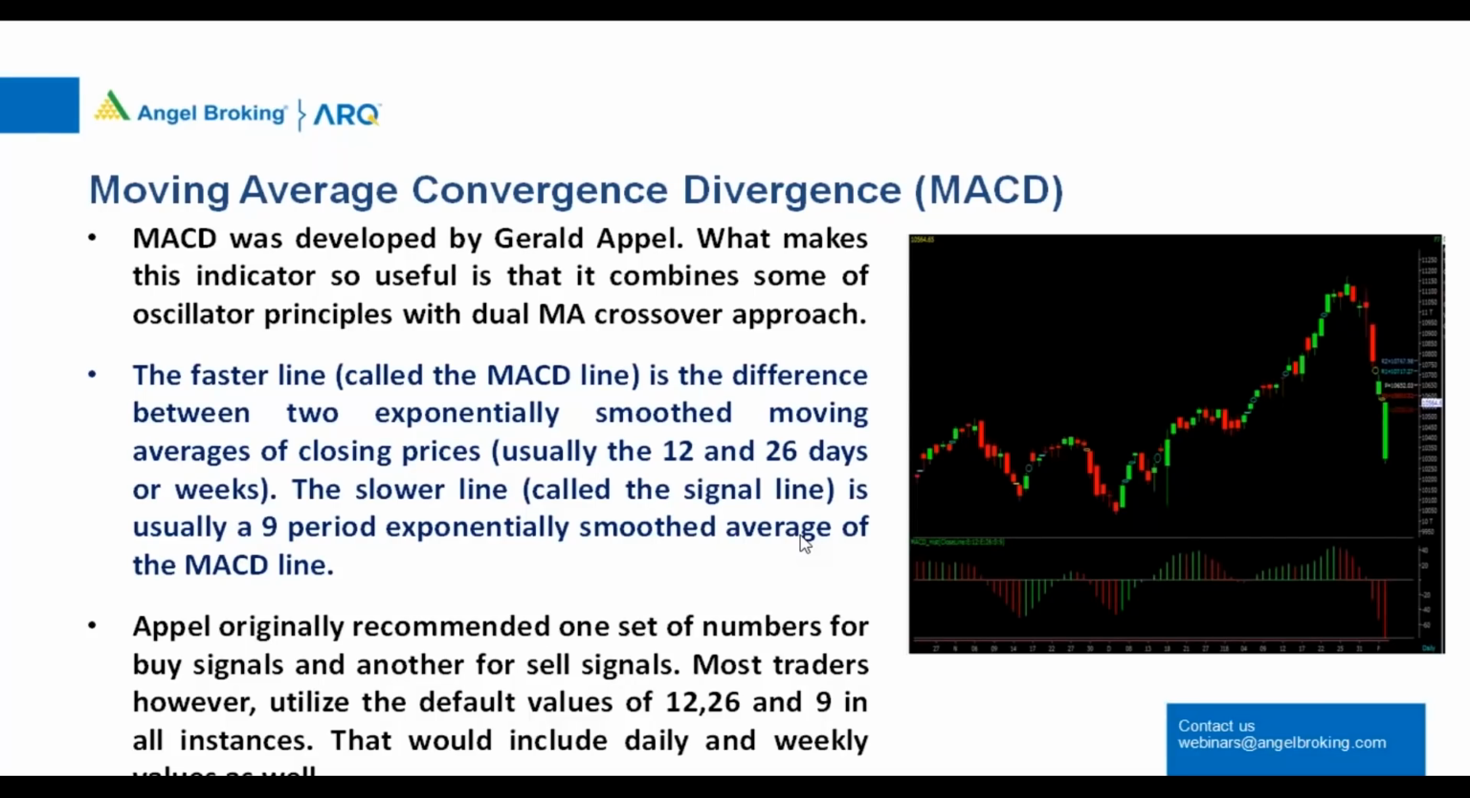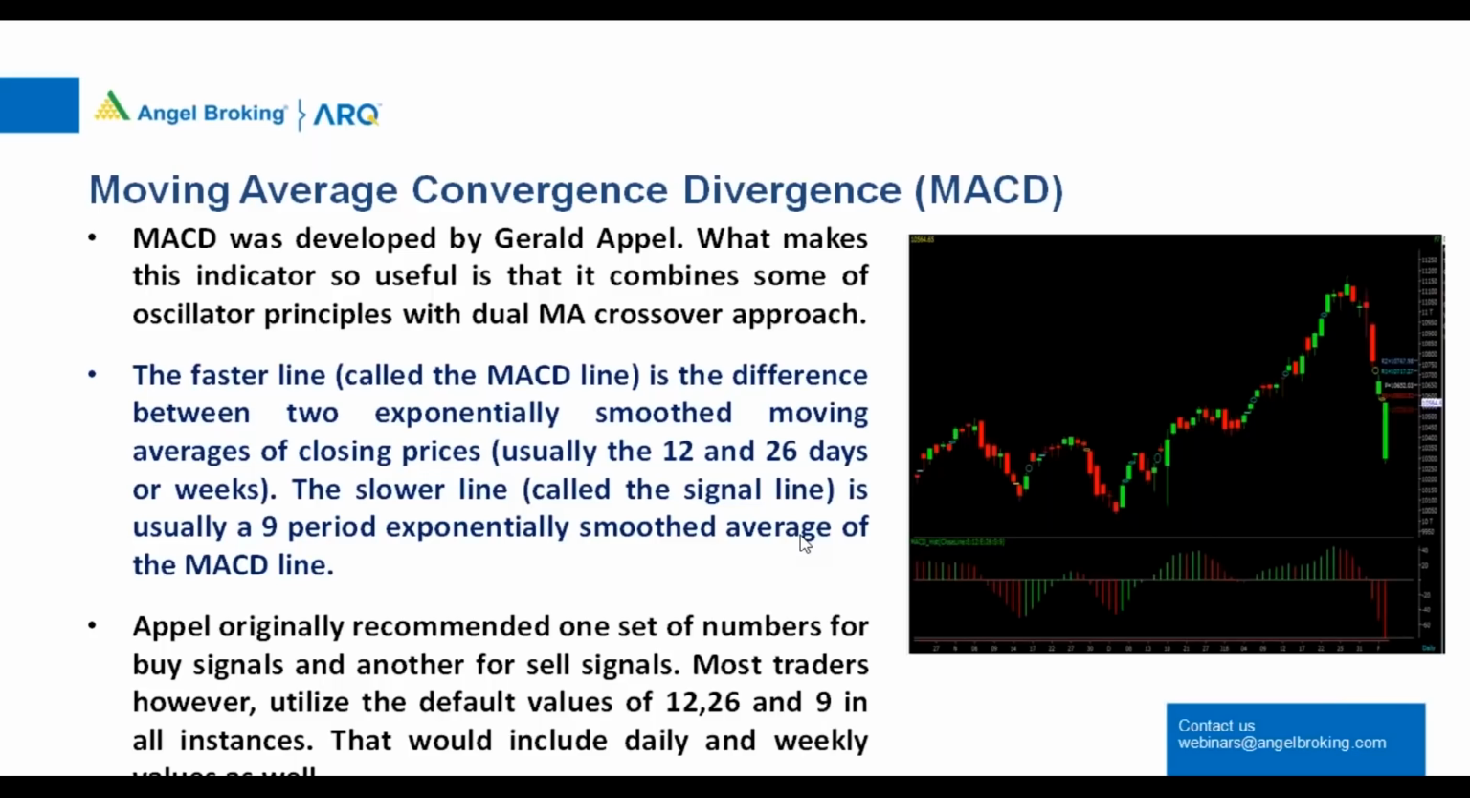The faster line, which is called the MACD line, is the difference between two exponentially smoothed moving averages of closing prices, generally the 12 period and the 26 period. It is the difference between the 12 period exponential moving average and the 26 period exponential moving average. Or if you're using hourly charts, then it becomes a 12 hour and a 26 hour. The best part is you can apply all these indicators on a 5-minute chart as well as a monthly chart.